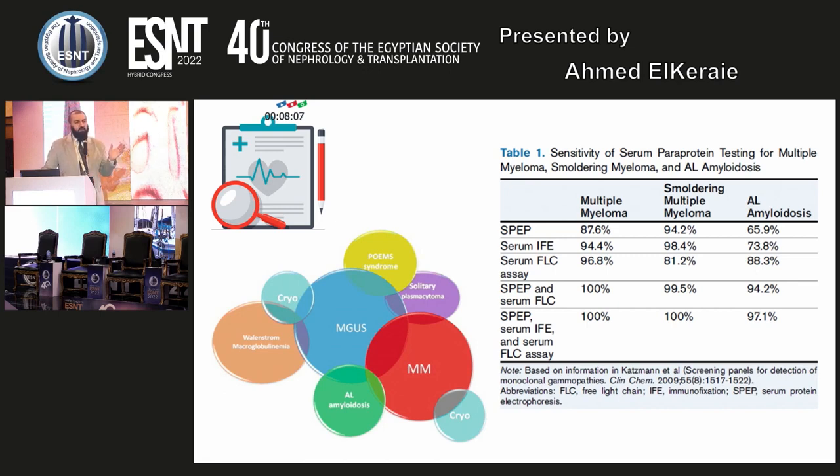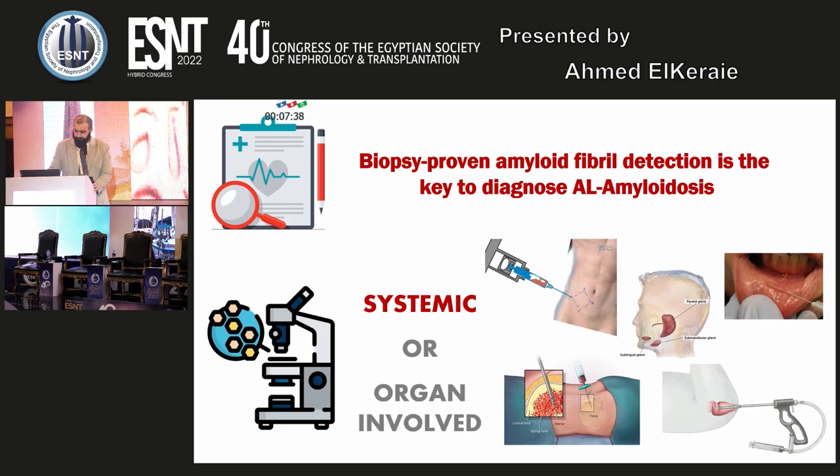If you have all these, you have sensitivity up to 100% in some cases of multiple myeloma and smoldering myeloma, and 97% in AL amyloidosis, if you have the three of them. So again, this is a very important message. Please do serum protein electrophoresis, serum immunofixation, and serum free light chain, the total and the split and the ratio, in whatever suspected case of paraproteinemia.